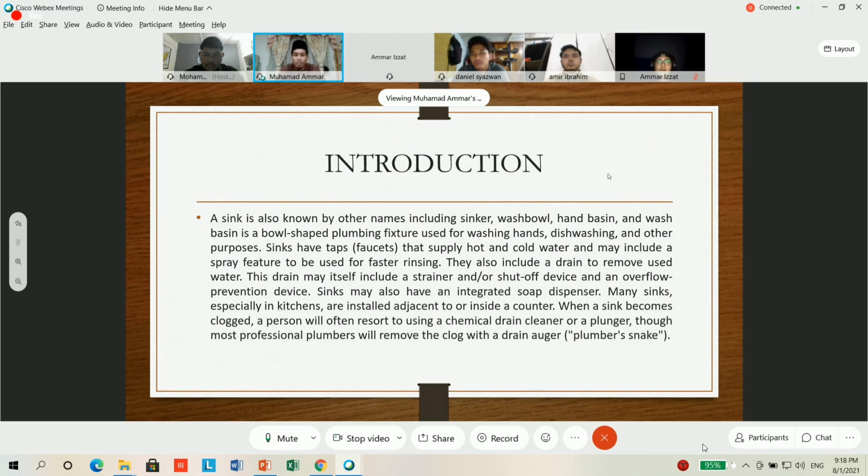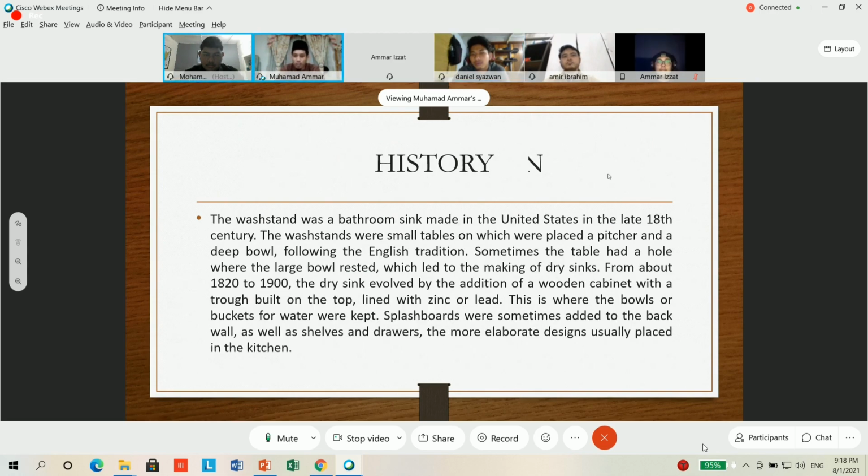So for the history of the sink, the washstand was a bathroom sink made in the United States in the late 18th century. The washstand was a small table on which one would place a pitcher and a deep bowl, following the English tradition. Sometimes the table had a hole where the large bowl rested, which led to the making of dry sinks.